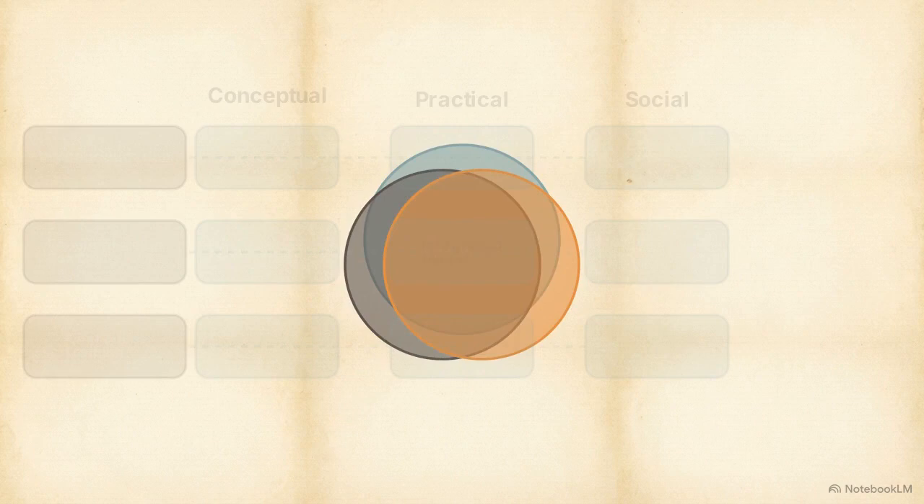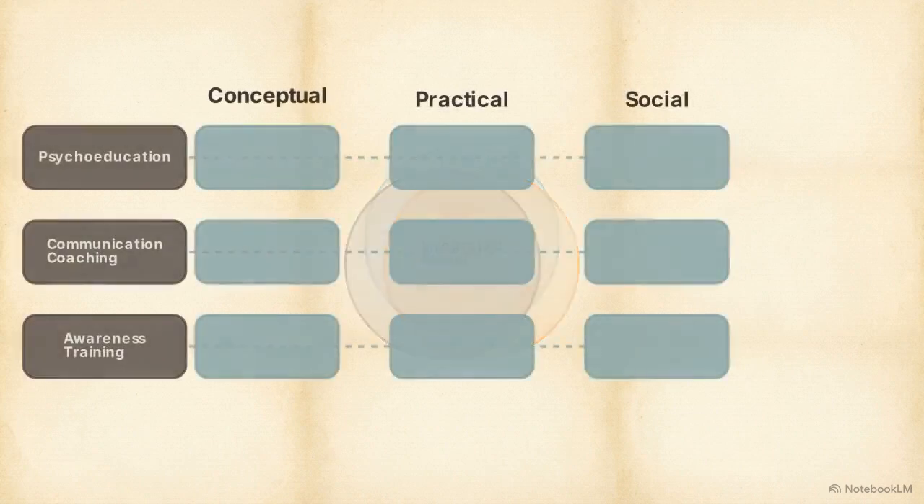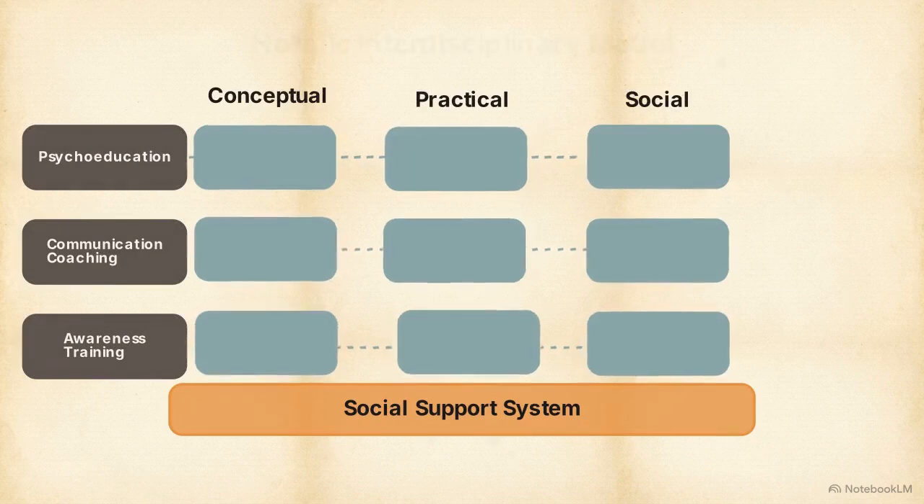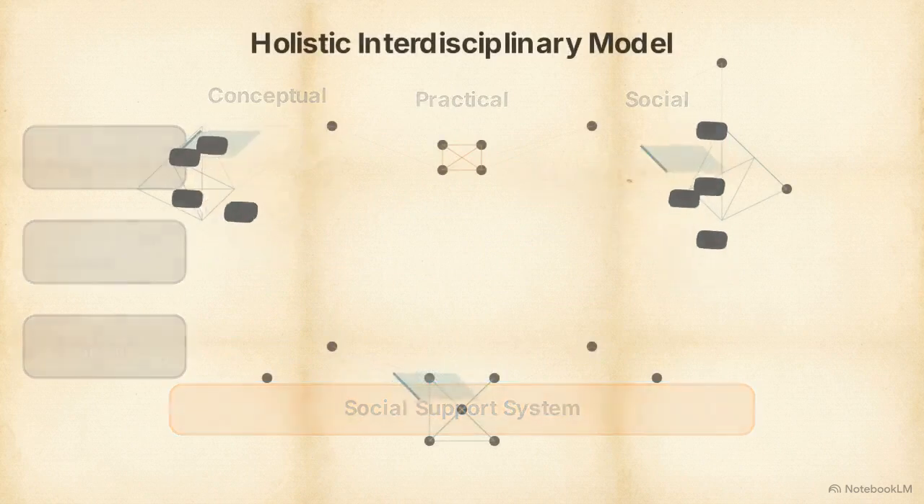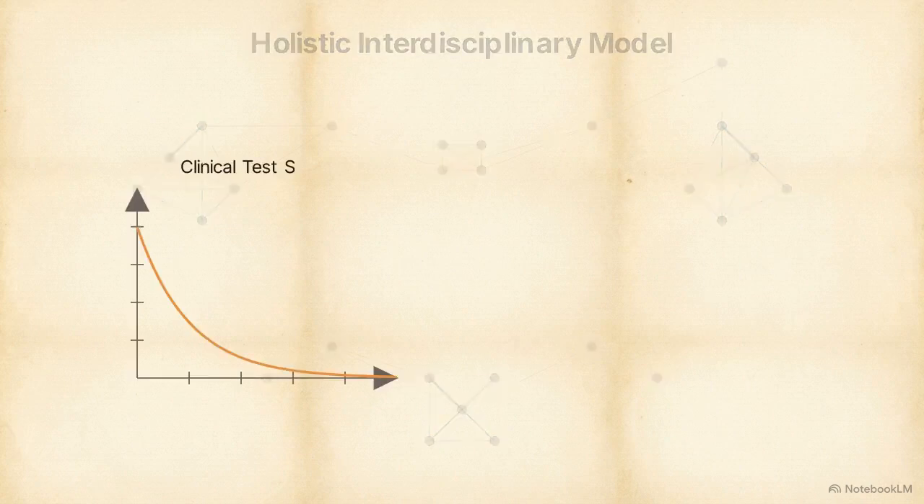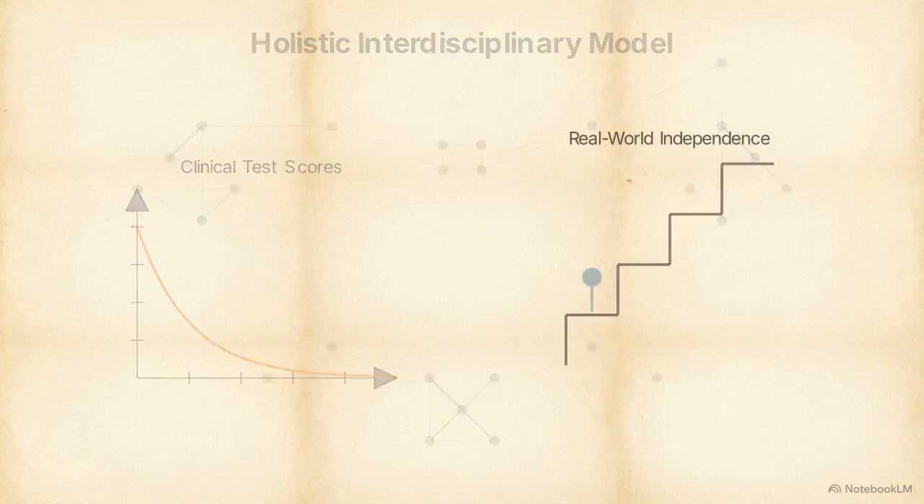Data consistently shows that holistic outcomes reach their peak when the family functions as a fully integrated member of the interdisciplinary treatment team. Interventions in the social domain act as an environmental stabilizer. Without this support system, the gains made in the conceptual and practical domains rapidly degrade the moment the patient is discharged from the hospital. The fully populated matrix functions as an interdependent clinical nervous system.